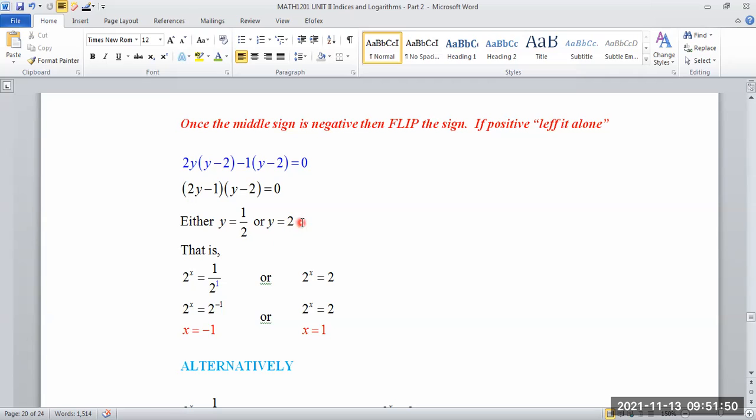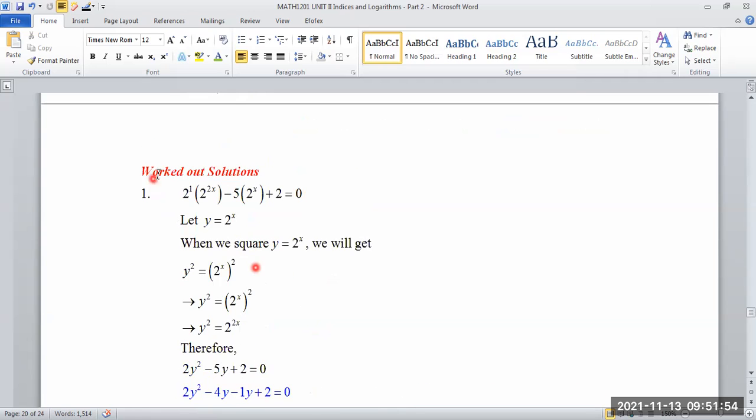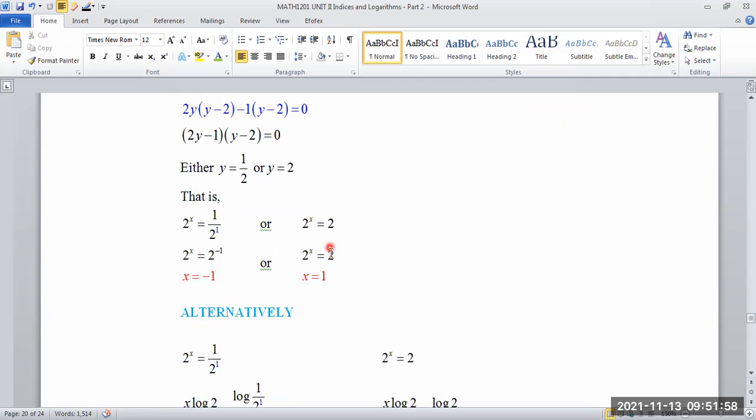And this other one will be 2 to the x equals 2. And as I put up here, 2 is the same thing as 2 to the first. So there's a 1 up here. The bases are the same, so x is going to equal 1. And that's the end of the question.